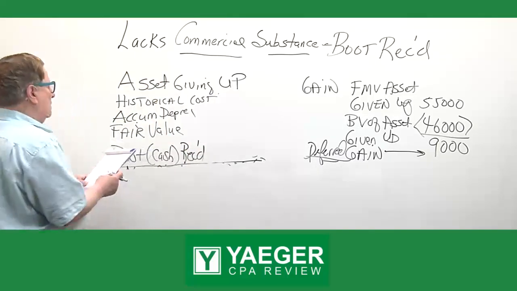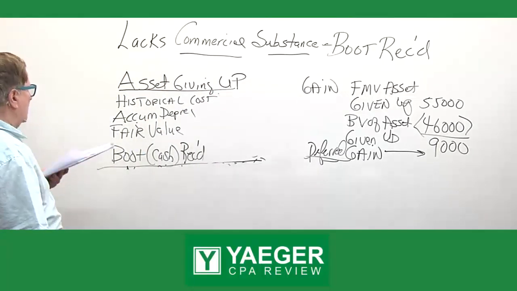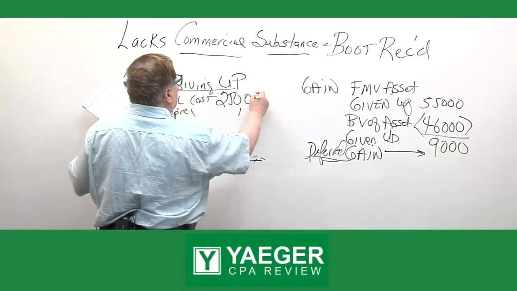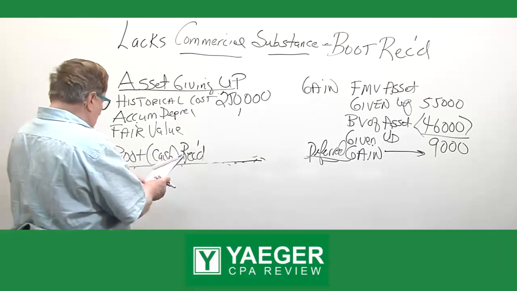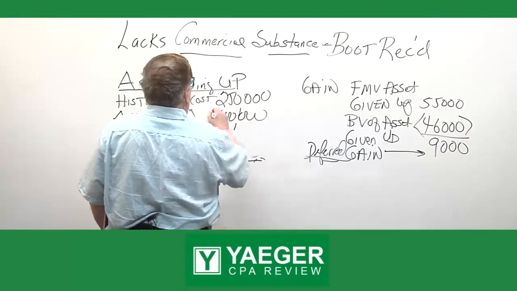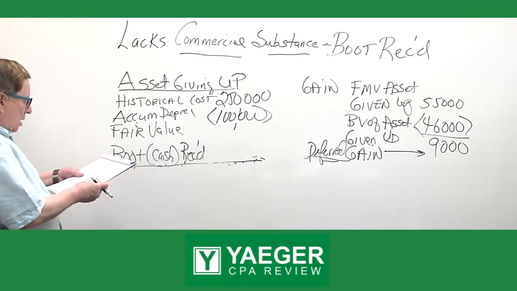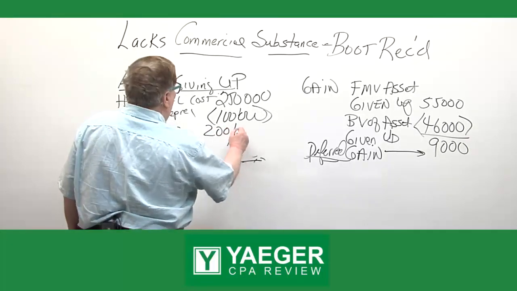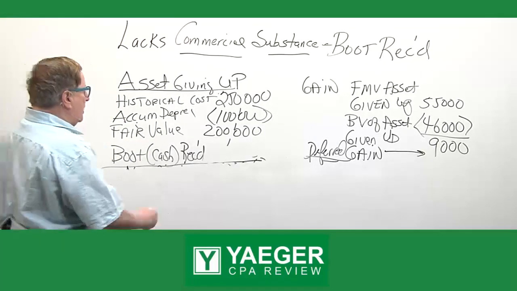All right, now what's the facts? With the asset given up, the historical cost is now $250,000. And the accumulated depreciation that was given up was $100,000. And the fair value of the asset given up was $200,000. And the cash we received from the transaction was $20,000.